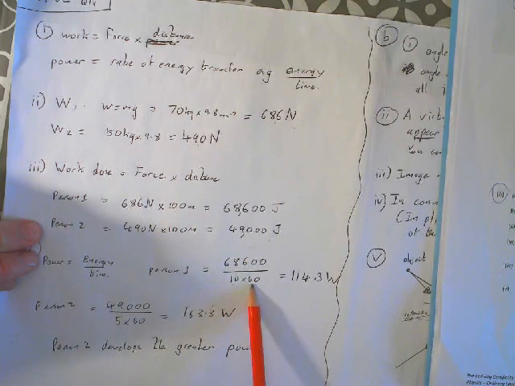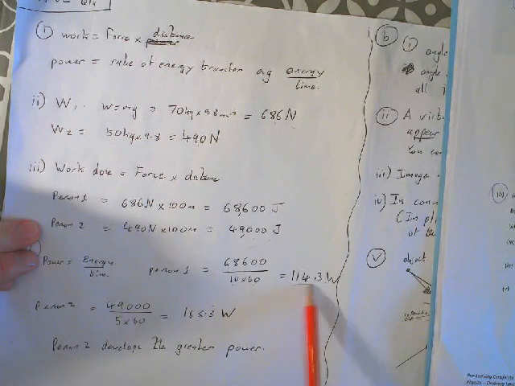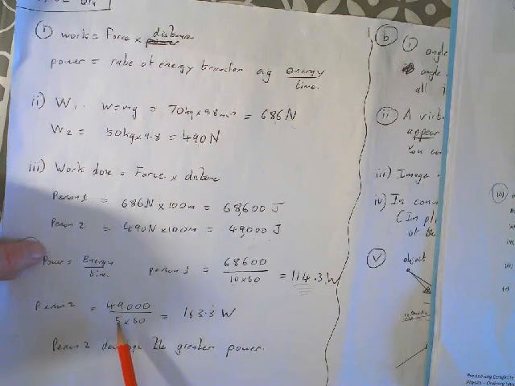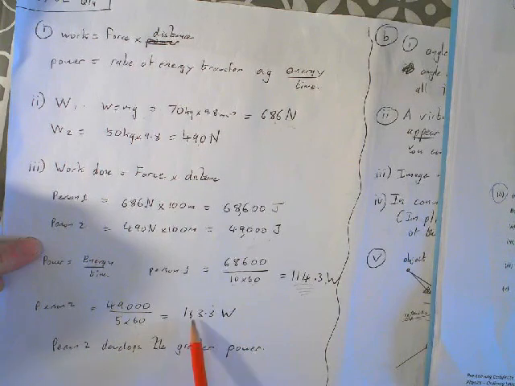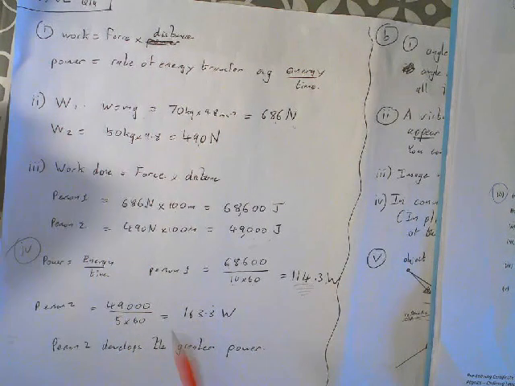They're not talking about superpowers here. They're talking about how fast, how much energy per second they expended to go up here. So the first person expended 68,600 joules, and it took them 10 minutes. So that's 10 by 60, because you need to get this in terms of seconds, remember, which is 114.3 watts. That's joules per second. So that's how much power they used, person one.